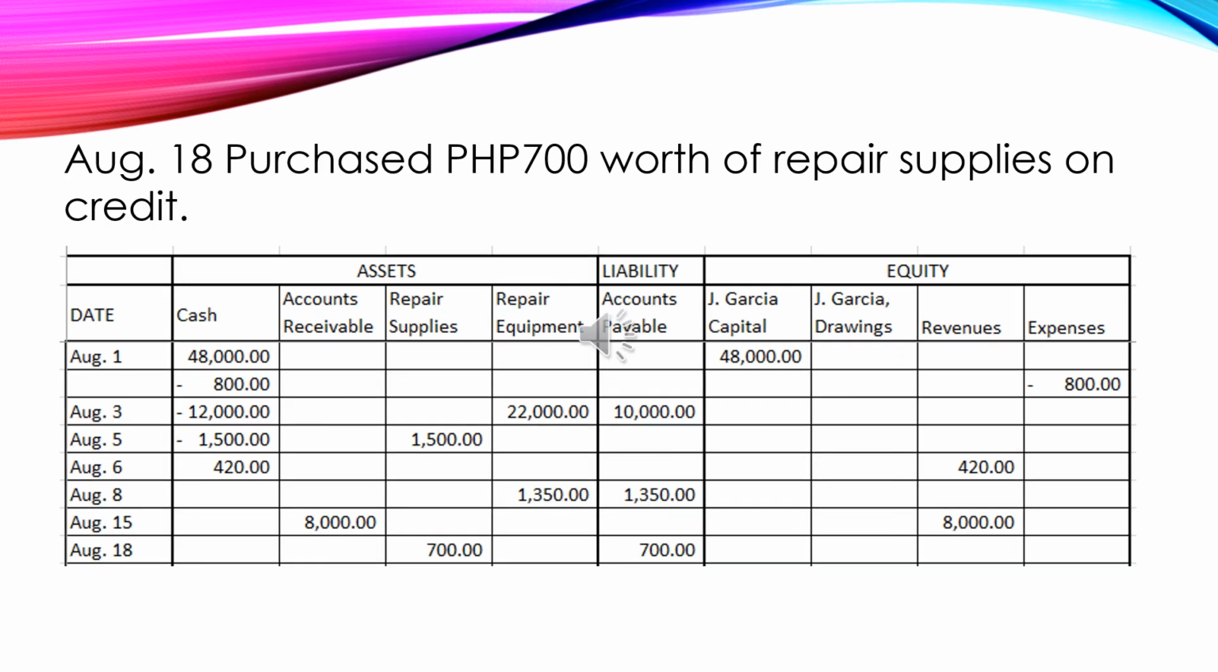For August 18, purchased 700 worth of repair supplies on credit. So makikita nyo dyan, merong increase sa asset sa repair supplies na 700 and because it's on credit, ibig sabihin hindi binayaran agad ng cash, kaya nagkaroon ng future obligation. So nagkaroon ng increase accounts payable na 700 pesos also.